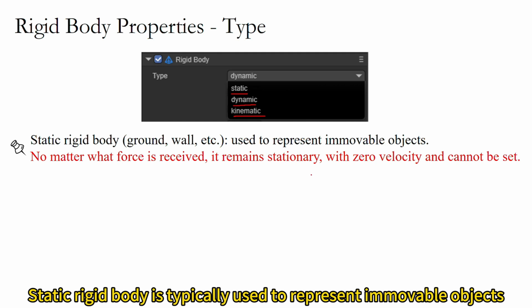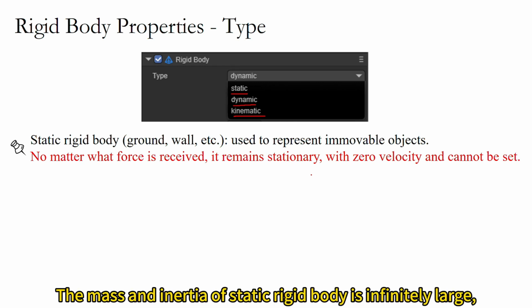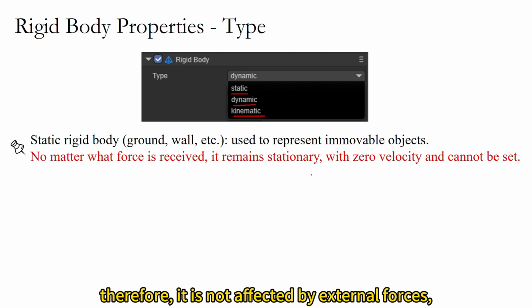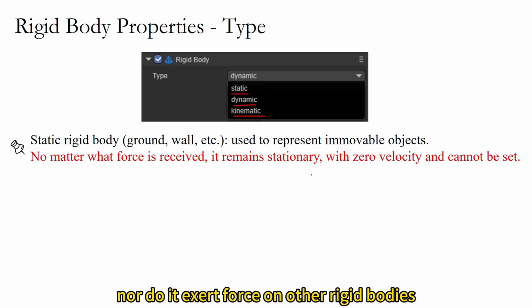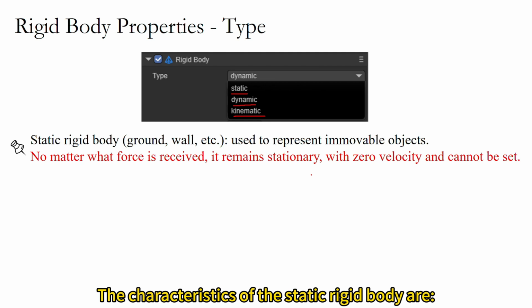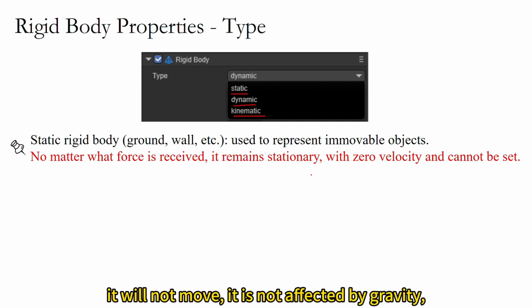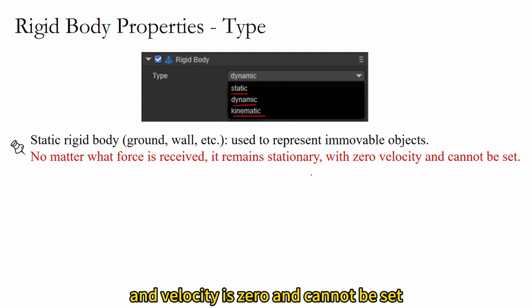Static rigid body is typically used to represent immovable objects, such as the ground, walls, etc. The mass and inertia of static rigid body is infinitely large. Therefore, it is not affected by external forces, nor does it exert force on other rigid bodies. The characteristics of the static rigid body are: it always remains motionless. No matter what forces are received, it will not move, it is not affected by gravity, and velocity is zero and cannot be set.